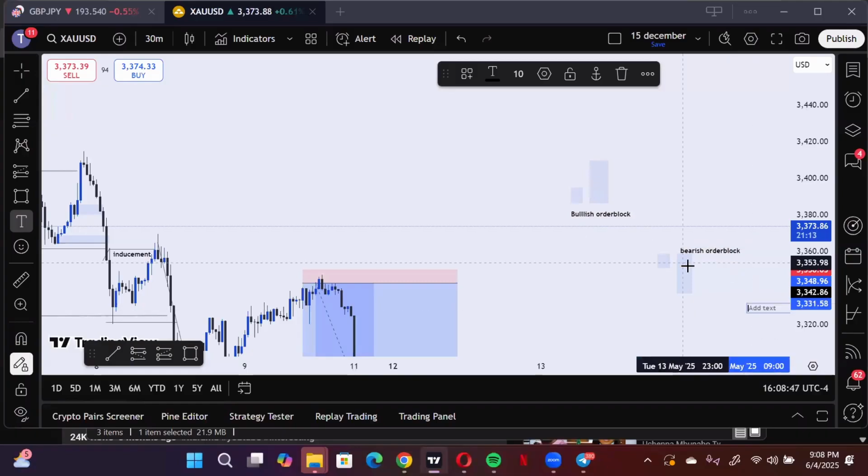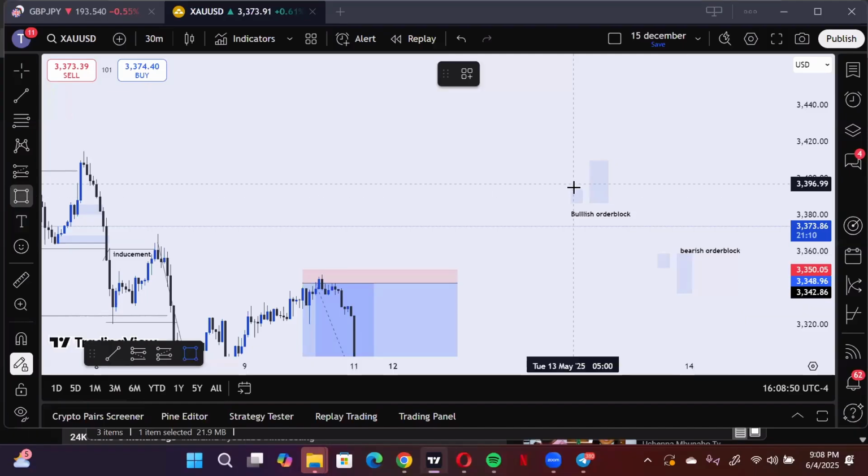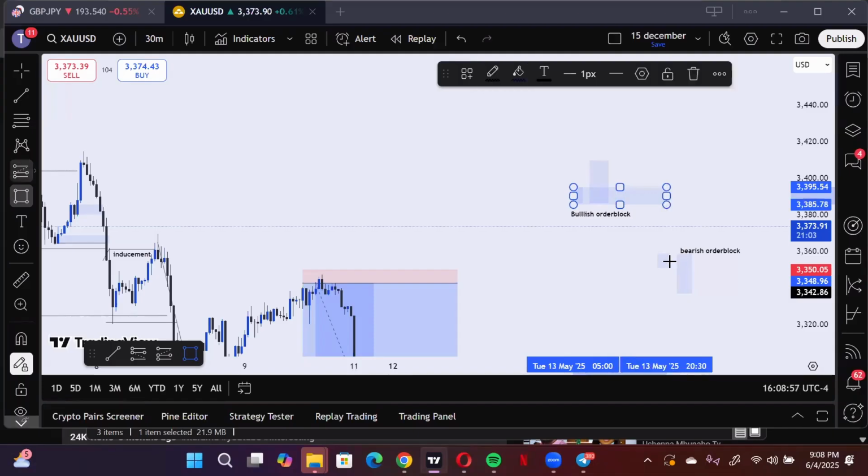So, bullish order block, bearish order block. If you want to pick your entry, it will be from the middle, the demarcation of your order block, the middle of it here. That is where your entry will be from. Same as this, the middle here, the demarcation.